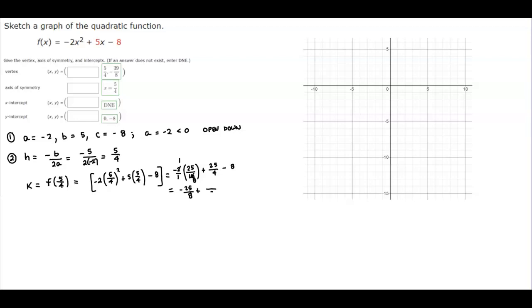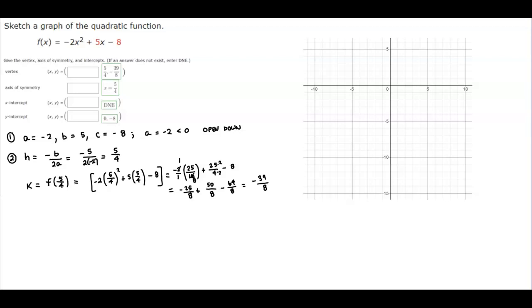Plus, we know that we want a common denominator of 8, so we can multiply this by 2 and 25 times 2, which is going to give us 50. Minus, if we want this to be 8, then 8 times 8 is going to give us 64. So if we take negative 25, add 50, which is 25, minus 64, is going to give us negative 39 over 8.